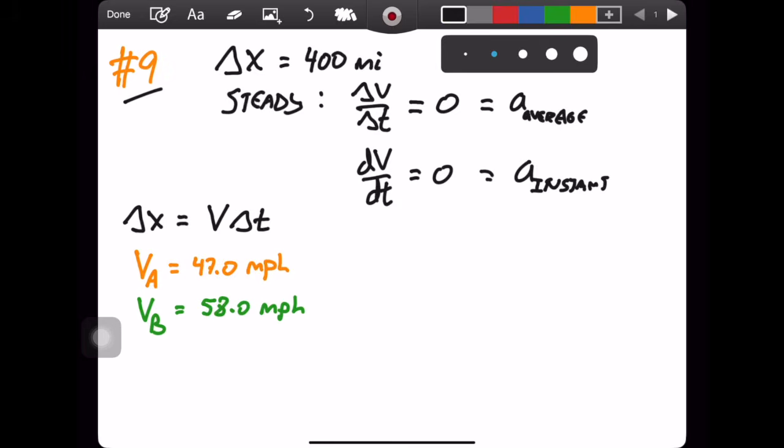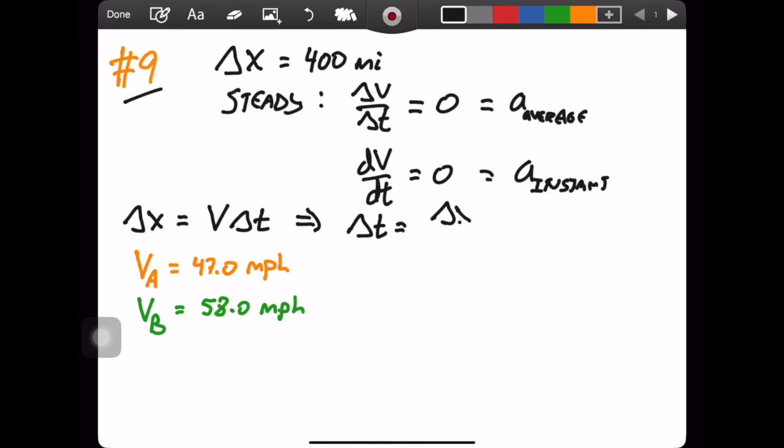Going back to this relationship where the displacement is equal to the steady velocity multiplied by the total time elapsed, I can divide both sides by that steady velocity such that delta t is equal to delta x divided by the steady velocity.